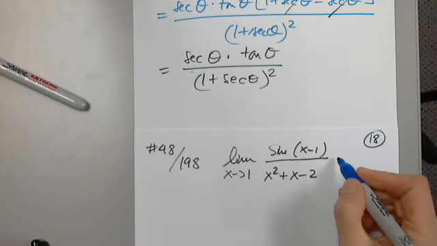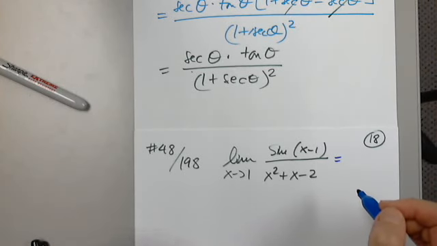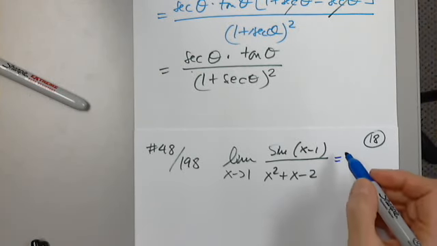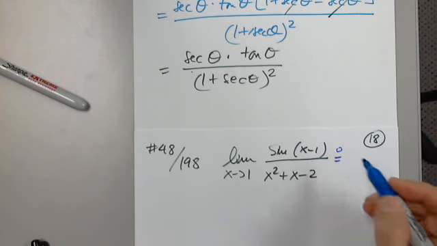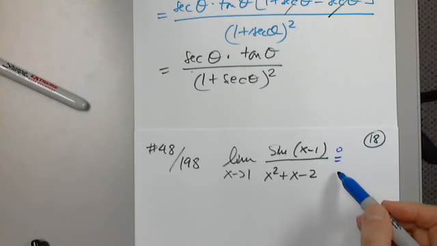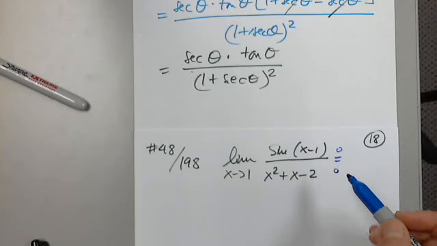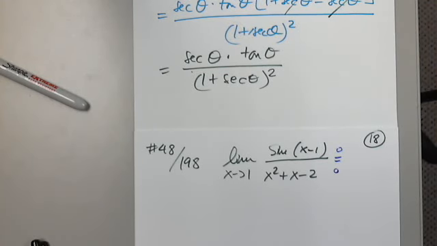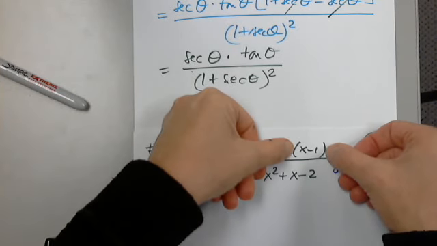When you plug in 1 at the top, what do you get? Which is perfect. And the denominator? Perfect. So it's a ratio. It's 0 over 0. I should be able to apply L'Hopital's rule. However, we do not know how to differentiate this.